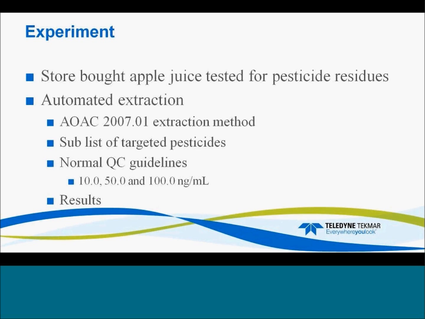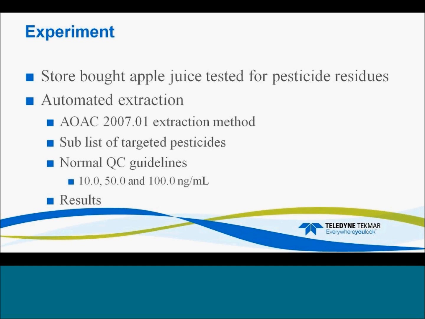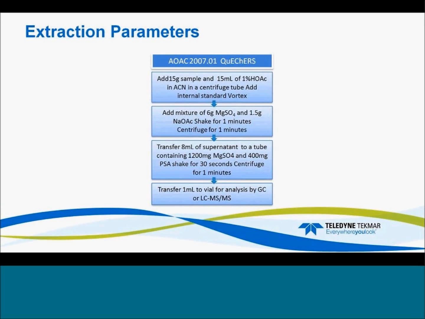With this multi-lab validation, we worked with Pacific Agricultural Lab. They had an Automate out there, and we had an Automate here. We ran the same validation study and compared our results to see what we were getting. As you can see here, it's just a standard AOAC 2007.01 QuEChERS extraction method that we followed. We did use a step with a cleanup, and we did use an extraction without a cleanup.